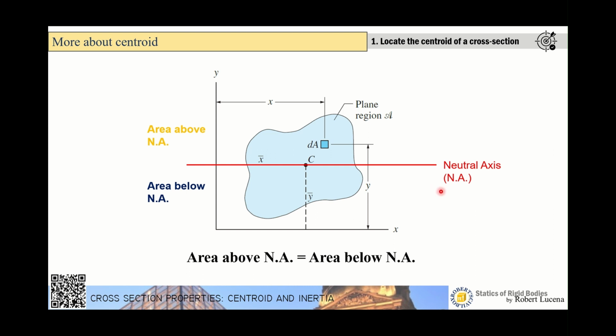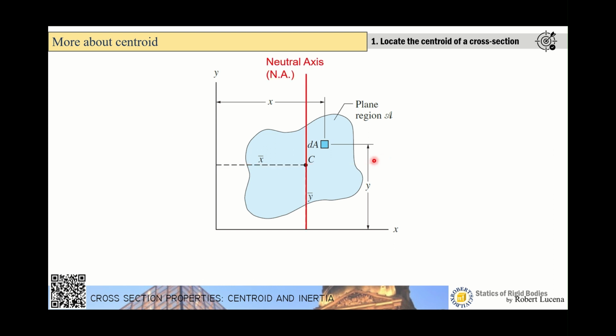If you take a look at this horizontal neutral axis, this is the line where C is lying along the horizontal axis. Now on the vertical axis, the axis parallel to the y-axis, point C is also lying on that neutral axis. So the neutral axis cannot be here since the centroid is somewhere here. The neutral axis always contains the centroid.